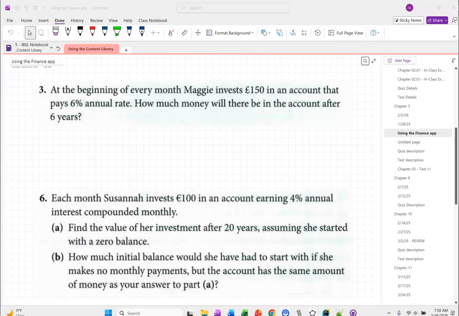So I want to talk about the tool that we should have used to do those kinds of questions, because again, they occur on the IB exam. So let's take some time and do some examples and talk about the tool we use to do that. Very good.